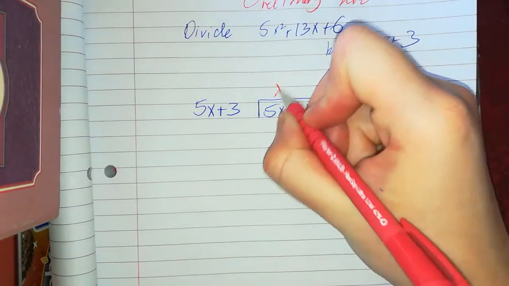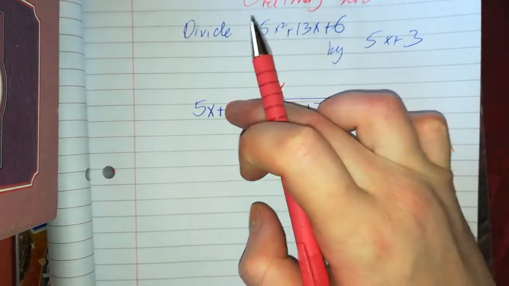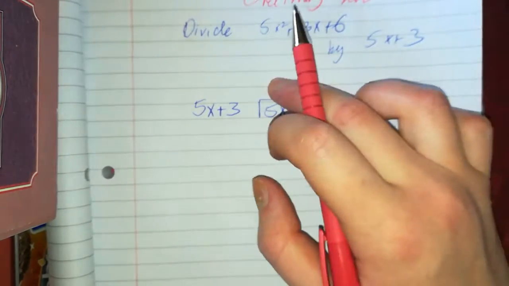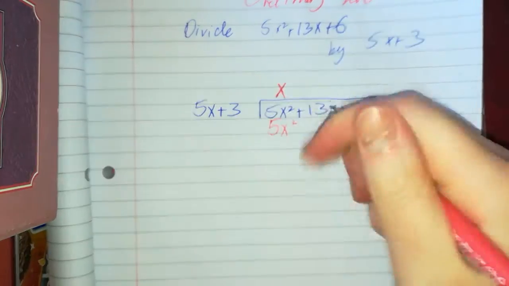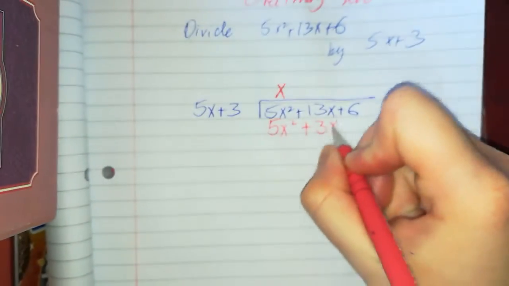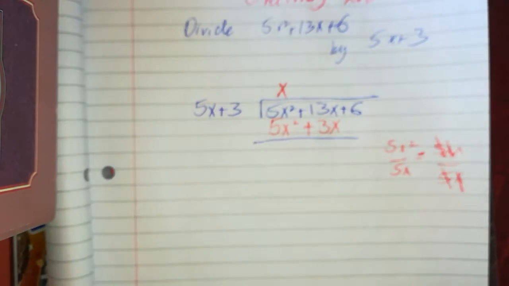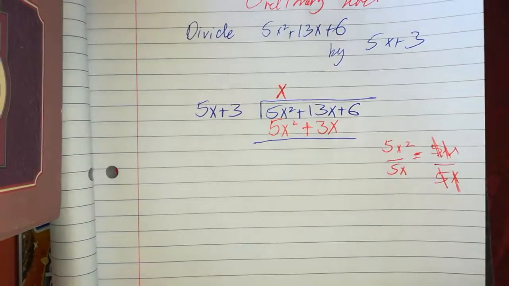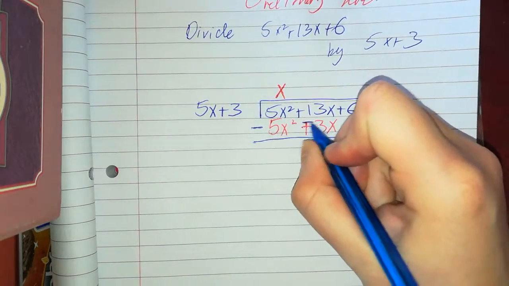So we put our x up here on the top, and then we multiply our x by our 5x and our x by our 3, and we put it down here. So x by 5x is 5x squared. X by 3 is plus 3x. And then we have to subtract our second line. If it's a minus, it'll become a plus. If it's a plus, it'll become a minus. Basically, the signs will change. That becomes a minus. That becomes a minus.